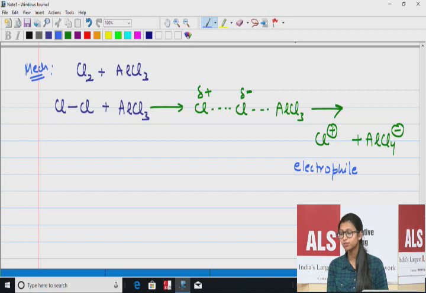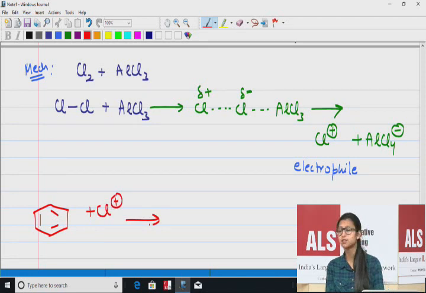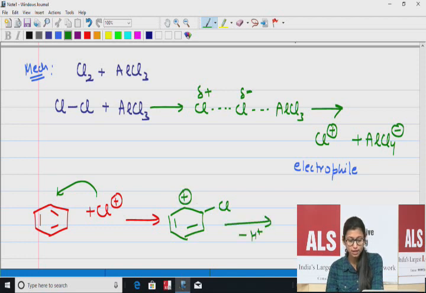Is it clear to everyone? Now, if I ask you to perform the next step, what will you do? We got the Cl plus. Now just write the same mechanism, you people can write it on your own also, the same which we have done, right? It will go and attack here. Then we will generate this type of compound. And in the same way, we will remove the H plus ion.